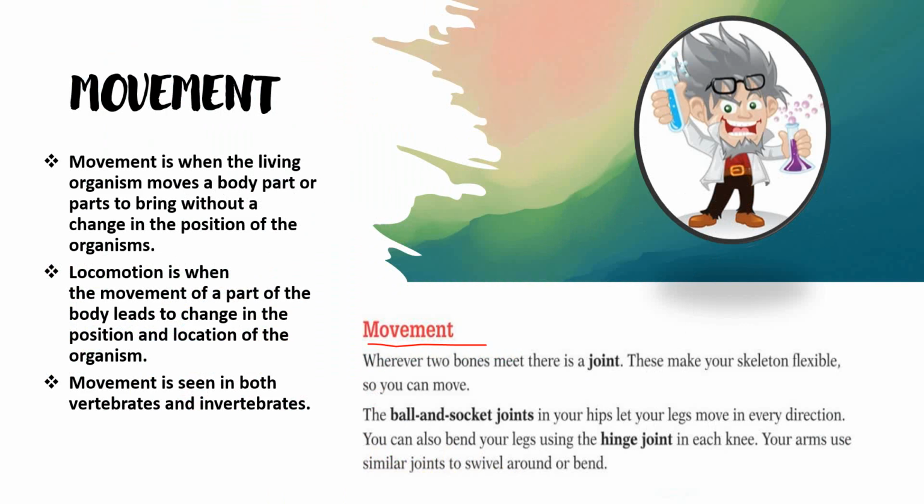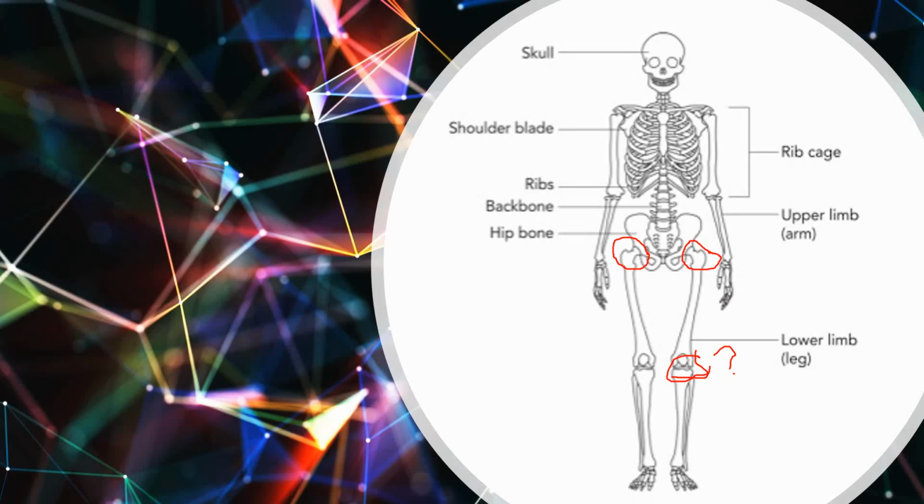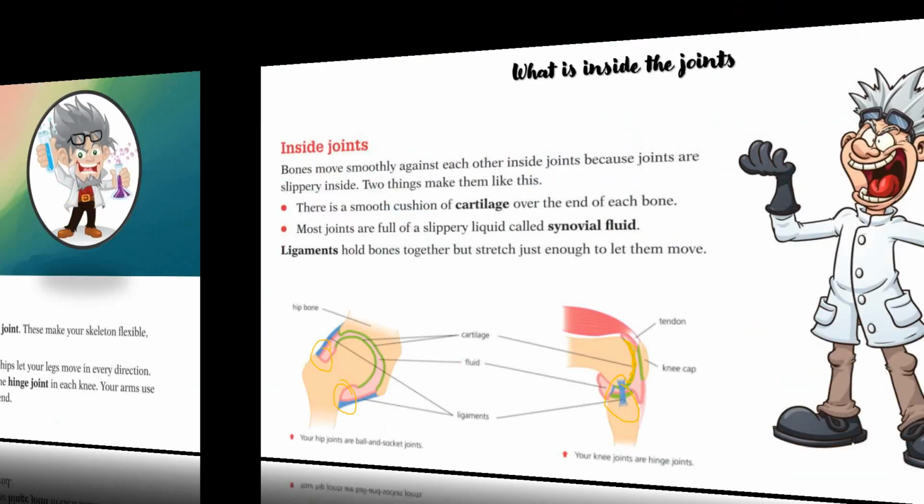Your arms use similar joints to swirl around or bend. So the hinge joint is in our knee, the example I just told you right now. This is the hinge joint, which connects two bones together. And this is the arm joint, which connects two bones together in our arm. Now we'll be learning about the next one.